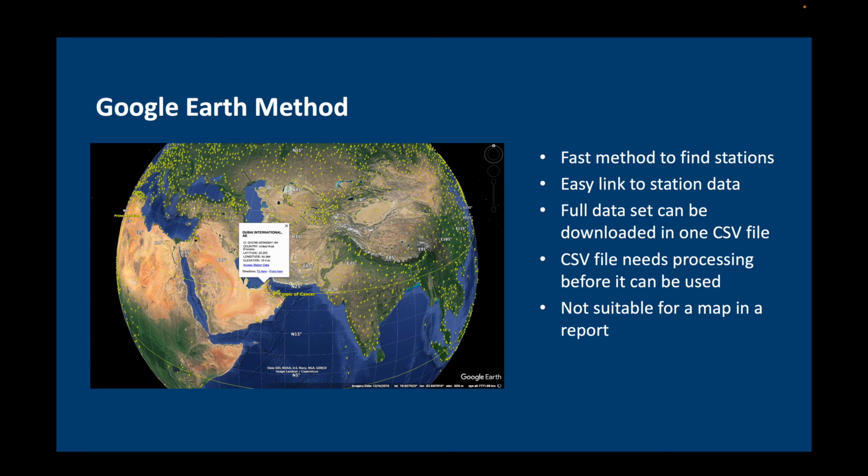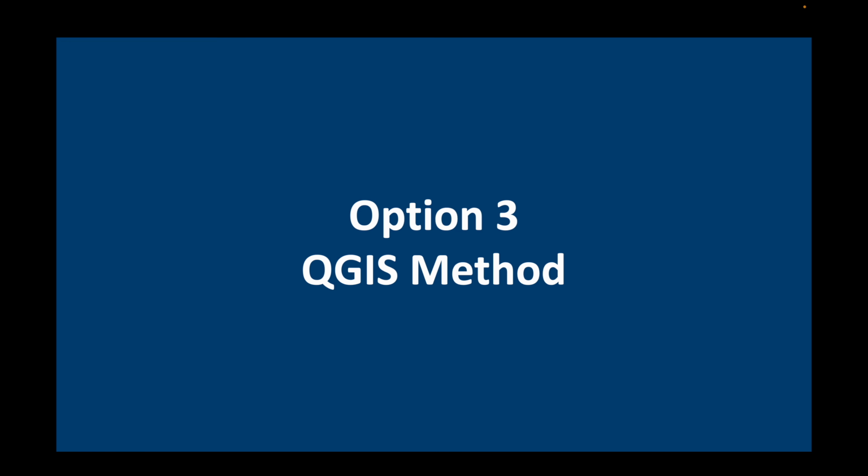Okay, just to summarize the Google Earth method, it's fast to find the stations. It's quite easy to link to the station data, although I'm not sure if it works correctly. We can download a full data set in one CSV file for each station, but be careful, you will need to process the data before you can use it. Also, of course, we still have to make a map for our report. The third option is the QGIS method.